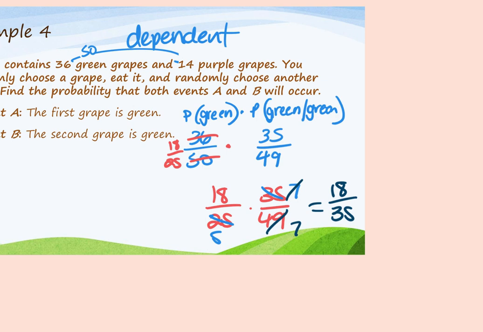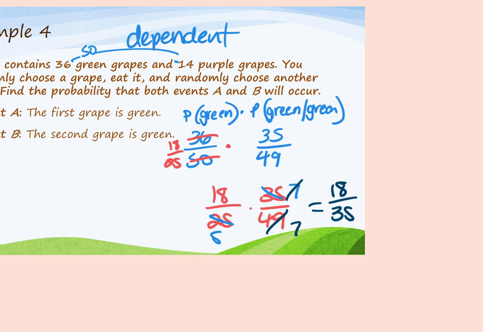Why can you cross cancel top and bottom? Because it's multiplication. So I can go across or top and bottom. I just can't go left and right. What about in division? You would have to flip it.